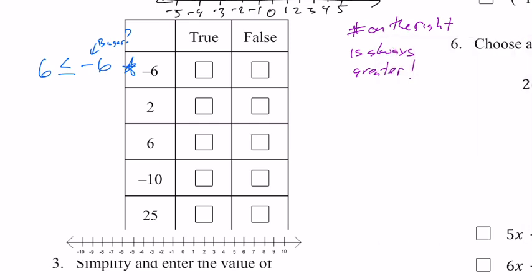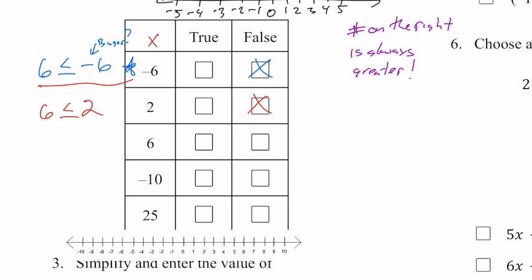Okay, so what are my two numbers here? I had 6, so there's my 6, and I have a -6. Is -6 bigger? No, the one on the right is bigger. So is that true? Nope, that's false. Let's do the next one. I have 6 less than or equal to, and again, your x is 2. So now, let's clean that up. I have a 2 and I have a 6. Is the 2 bigger than the 6? No. The 2 is not bigger. The 6 is bigger.